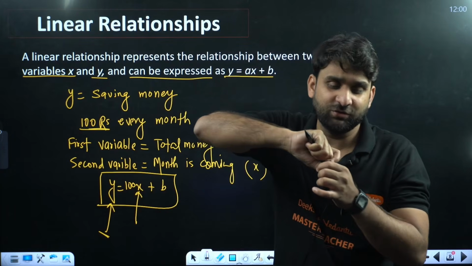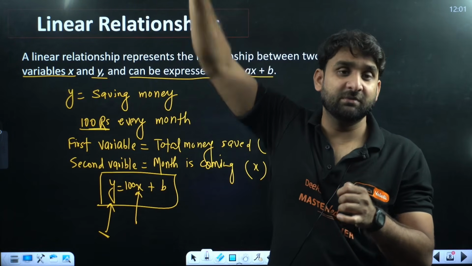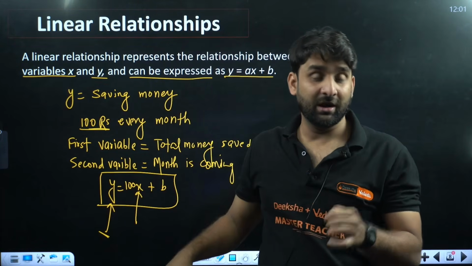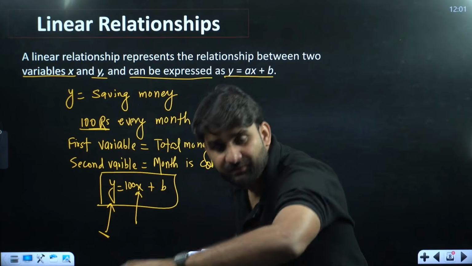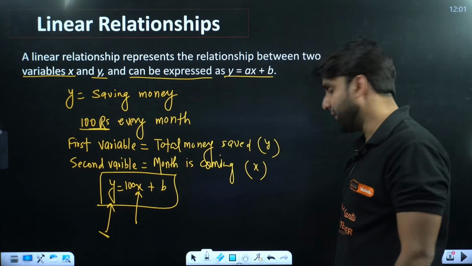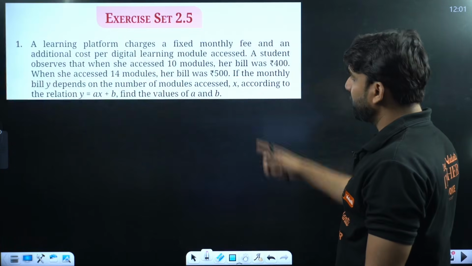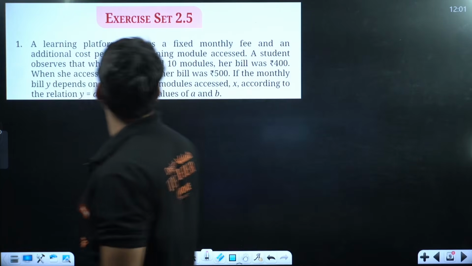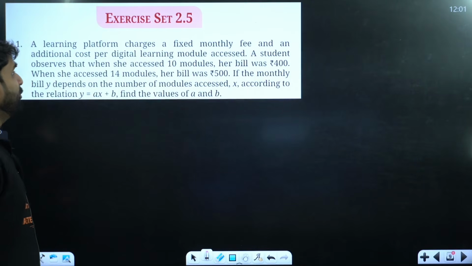Something is increasing drastically, and linear decay means something is decreasing steadily. Okay, so let's do question number 1 from exercise set 2.5. Look at the question, champion.